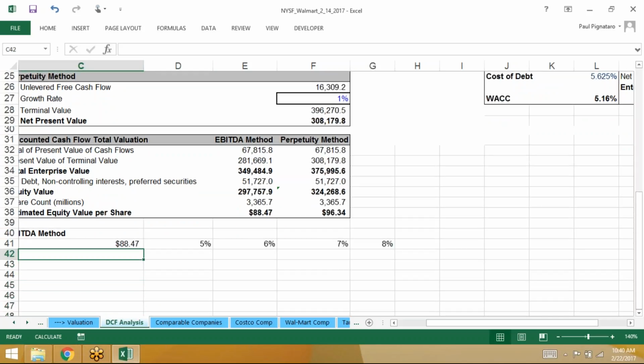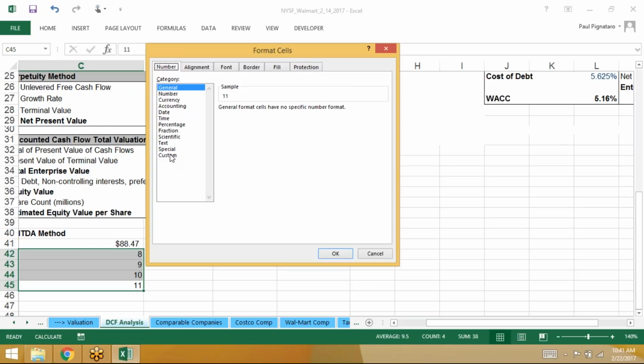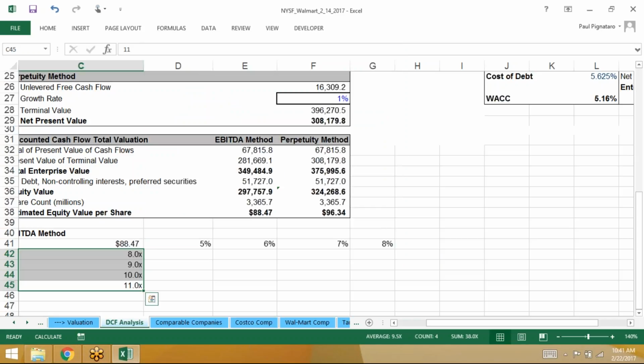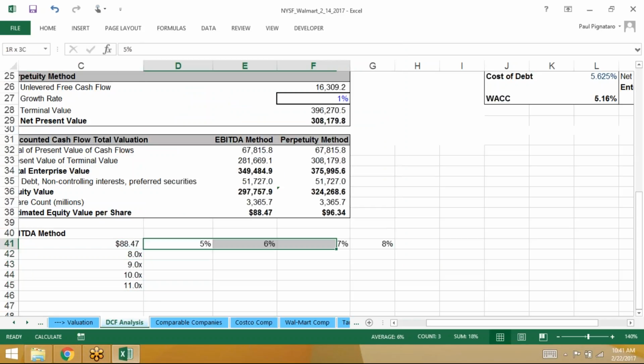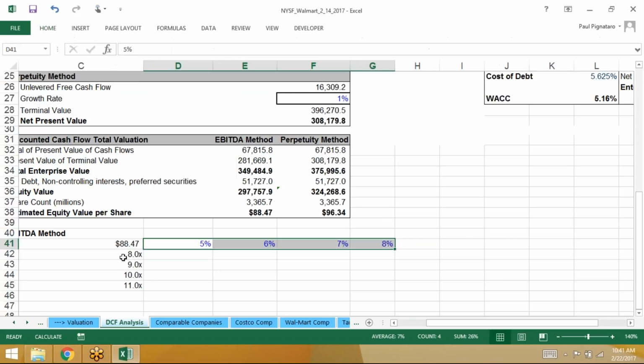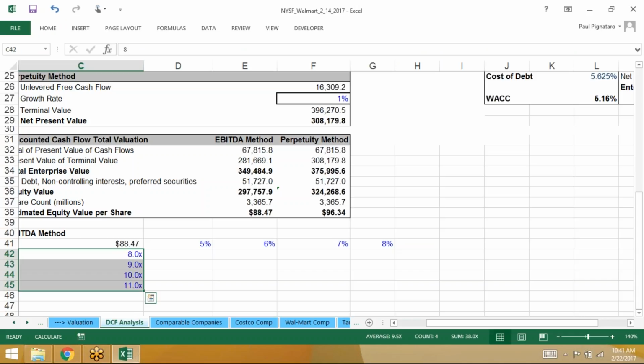And underneath that, we'd adjust the multiple. Given our comps ratio is 8 to 11, let's use that range. I'm going to go 8, 9, 10, 11. And I'm going to do my custom formatting to make it 0.0x. These are hard codes, so I'm going to make them blue. And just let me know.